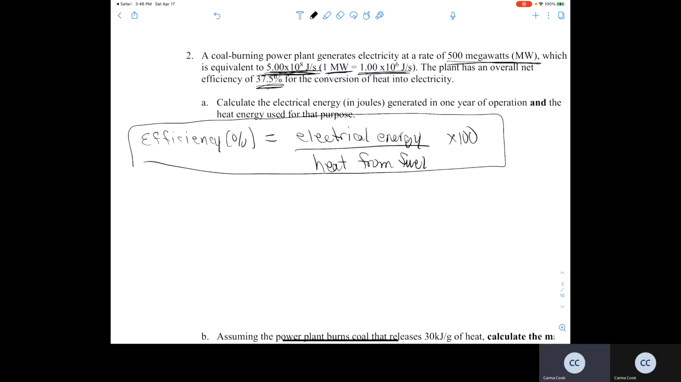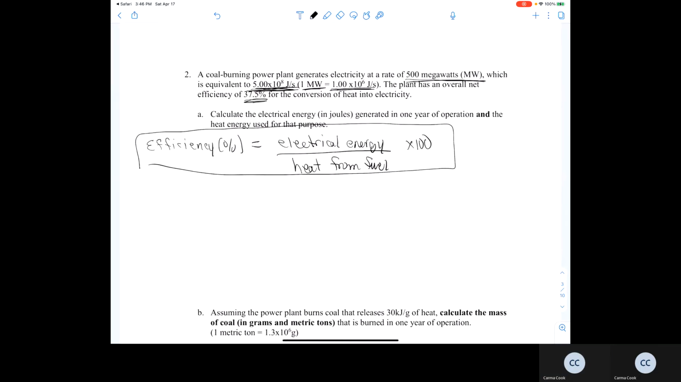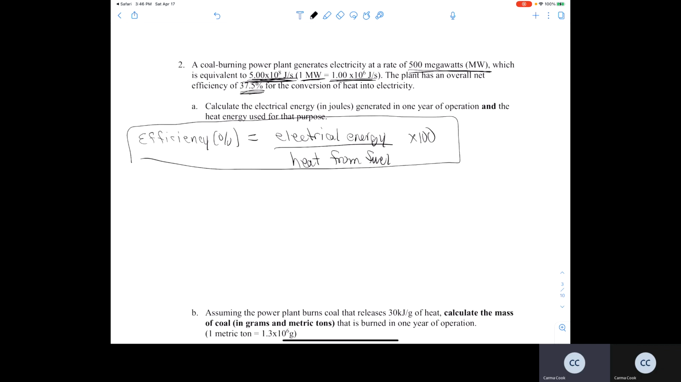So if we have electricity that's generated is 5 times 10 to the 8 joules per second, and then we also know the efficiency, then we can calculate the heat. And then if we know how many joules per second of electricity that's generated, then we can calculate the amount of electricity generated in an entire year.